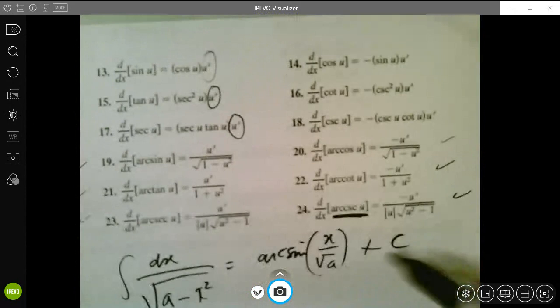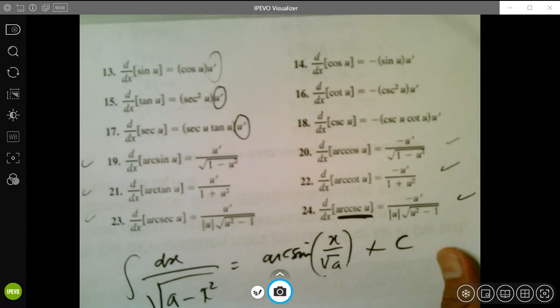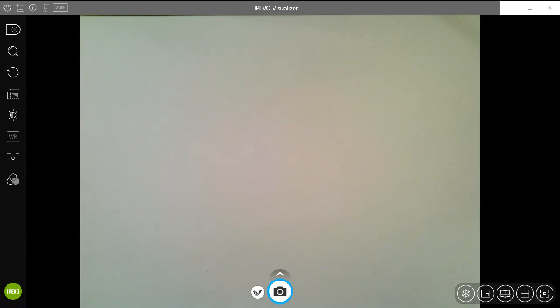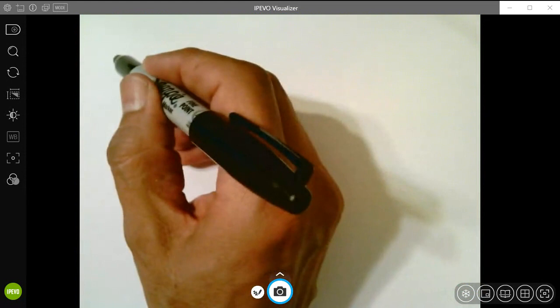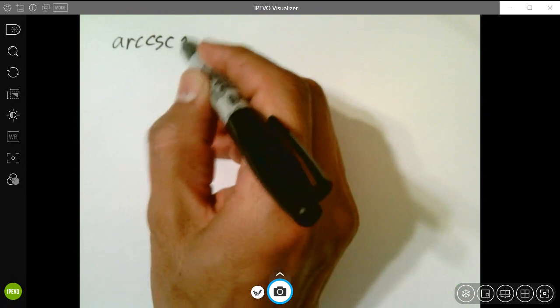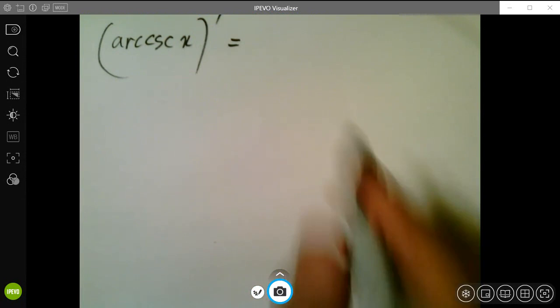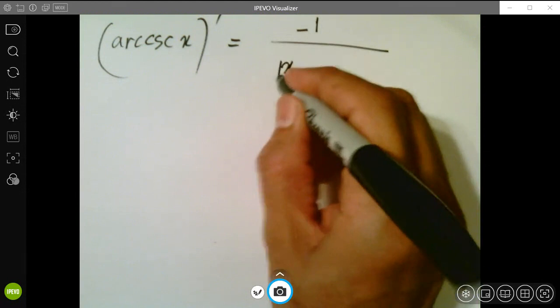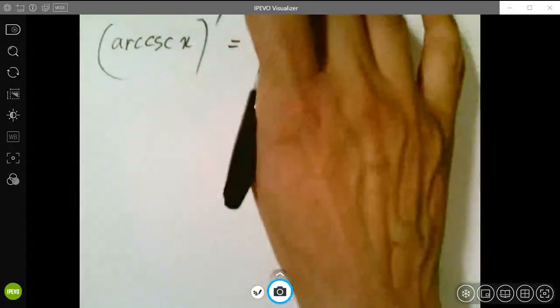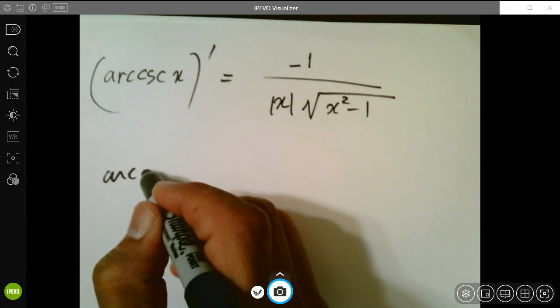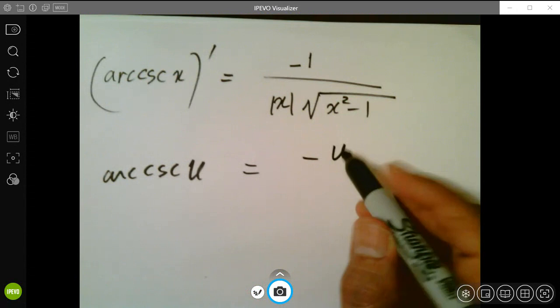So the one we need is arc cosecant of u, you multiply by u prime. Let me just remind you, if I derive arc cosecant of x, I will get minus 1 over, if I have here x, that's the derivative. Now, if you have u, it's minus u prime, because you multiply by u prime, over f of u.